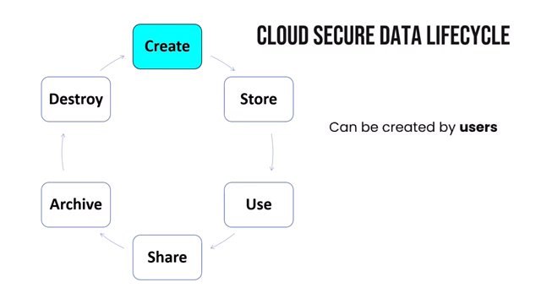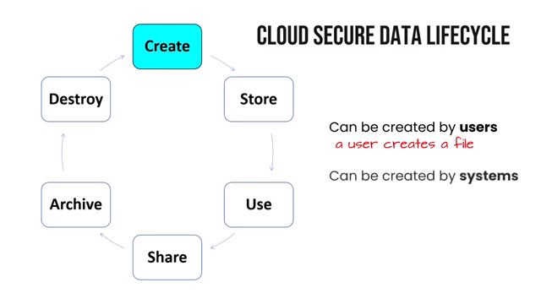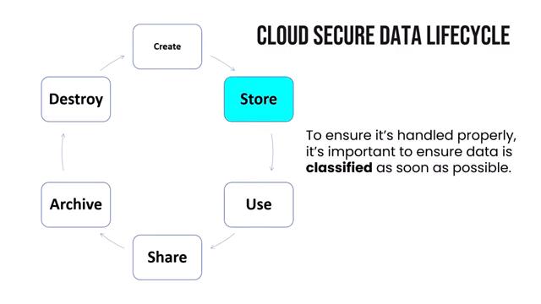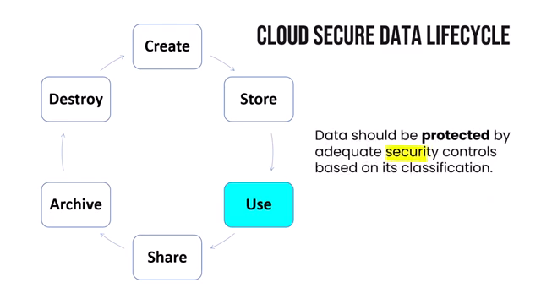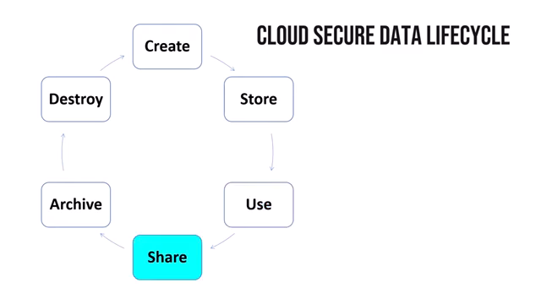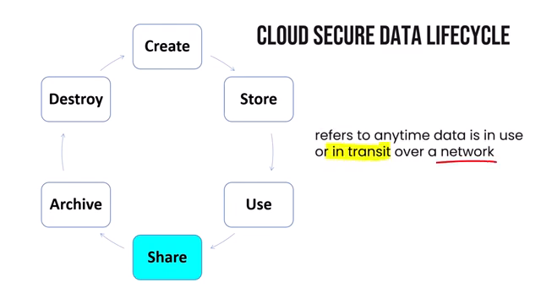Data can be created by users. For example, a user creates a file. Data can also be created by systems. A system logs access. To ensure data is handled properly, it's important to ensure data is classified as soon as possible after creation. Ideally, data is encrypted at rest. Data should be protected by adequate security controls based on its classification, controlling its use. And when data is shared or in transit, it should be secured anytime it's in transit over the network, preferably encrypted.